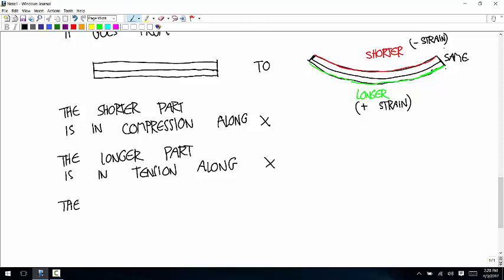Now, the line in the middle doesn't have to be geometrically in the middle, really. The line in the middle somewhere stays the same length.